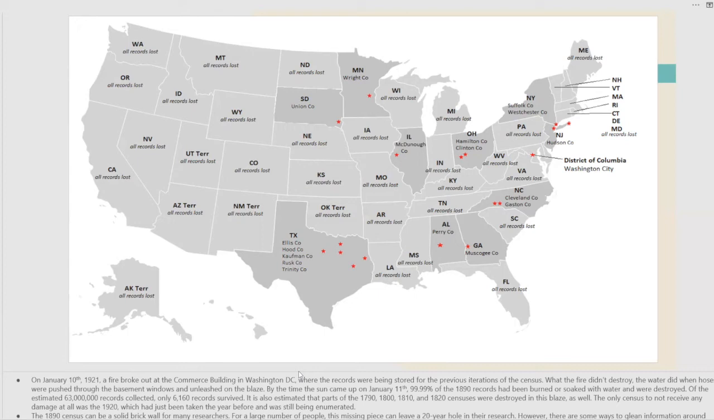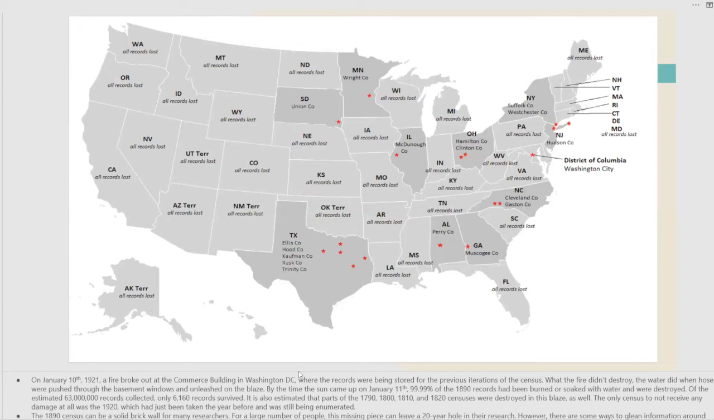The 1890 census can be a solid brick wall for many researchers. For a large number of people, this missing piece can leave a 20-year hole in your research, especially for people who are trying to trace those who had been formerly in slavery. You're talking about only 25 years after slavery ended. That's not a very long time to establish where your family is, follow their movements. There was so much movement post-emancipation that a lot of them were still in the process of moving around the country. This can really leave you with 20 years to try to find your missing family.